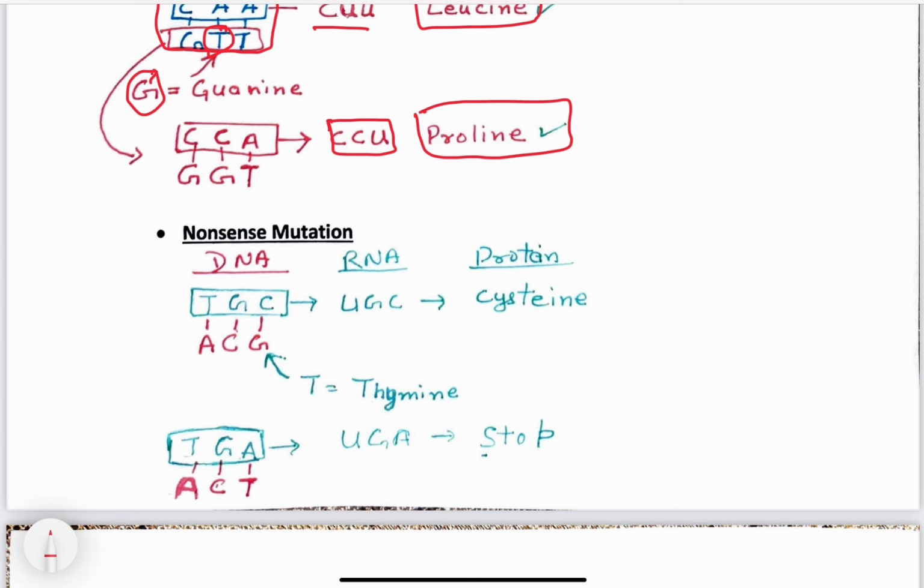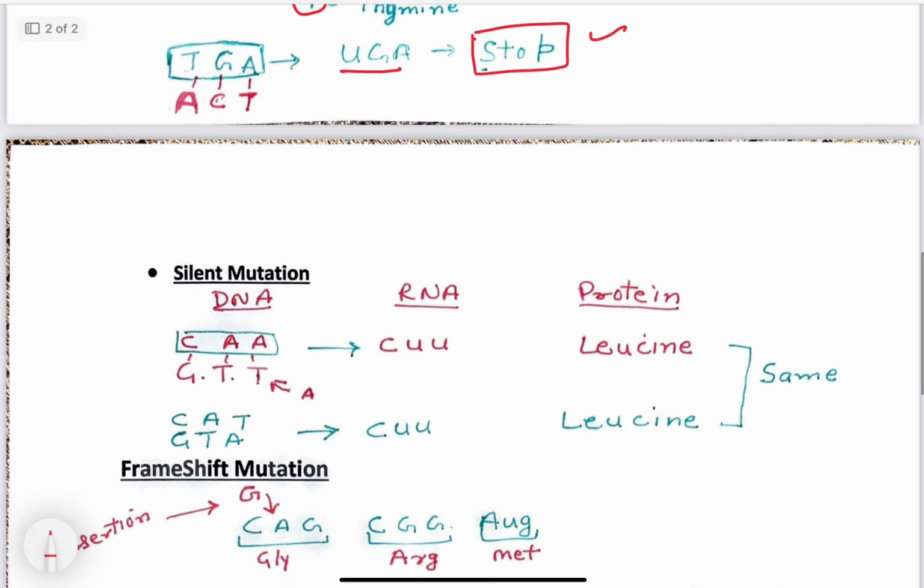Nonsense mutation is basically when the replacement of a nucleotide, which occurs right here, produces a stop codon. A stop codon is the codon that stops the synthesis of protein. Initially, it was producing cysteine, that's the name of the amino acid, but this mutation caused this particular codon to stop the synthesis. So this is called nonsense mutation.